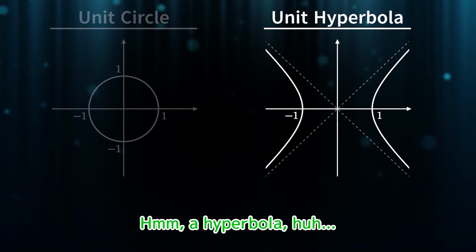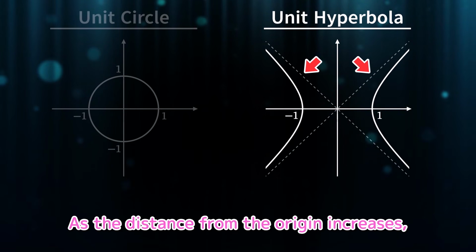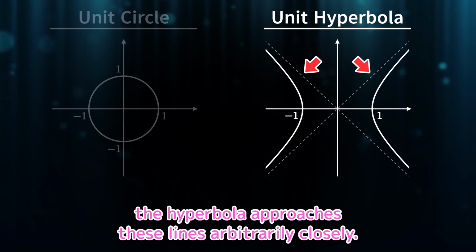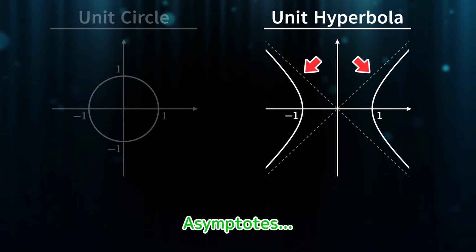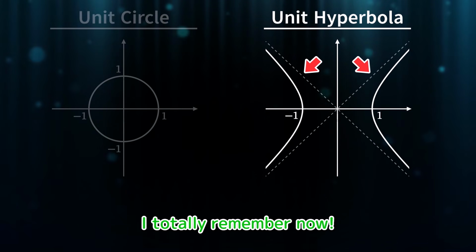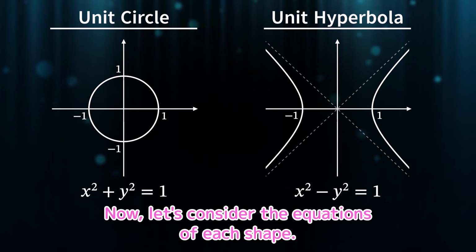A hyperbola, huh? By the way, what are these dotted lines? As the distance from the origin increases, the hyperbola approaches these lines arbitrarily closely. These lines are called asymptotes. Asymptotes. I totally remember now. I'm glad to hear that. Now let's consider the equations of each shape.